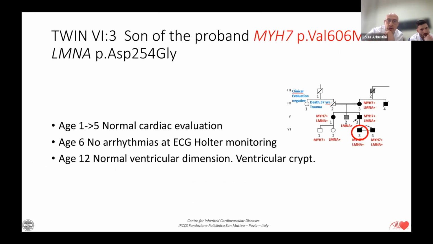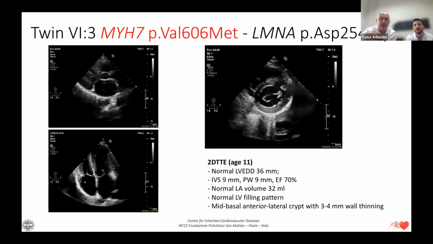Here is the first of the homozygous twins that are the sons of our proband. They both carry both the variants, MYH7 and LMNA. At the age of 12, currently, this son has normal ventricular dimension, and the cardiac findings are normal except for a ventricular crypt that is described here.